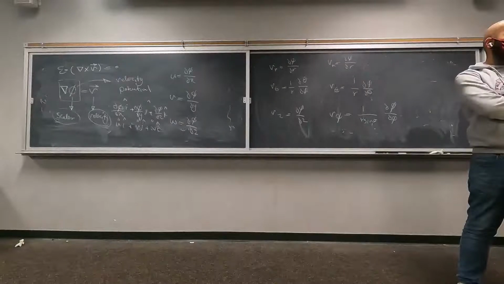Circulation is going to be the negative line integral of V dot ds.